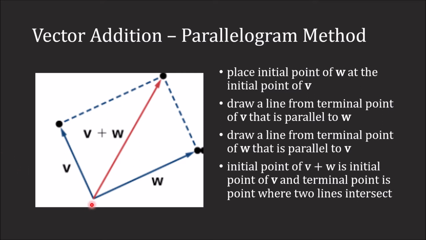So graphically, here we have V. We place the initial point of W at the initial point of V. We now draw a line from the terminal point of V that is parallel to W. Draw a line from the terminal point of W parallel to V. Notice we have then formed a parallelogram. Then our vector sum is the vector that goes from the initial point of V, so the point where V and W meet, up to where the two line segments intersect.